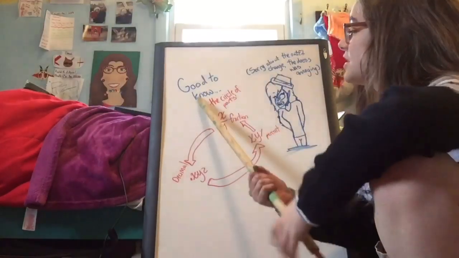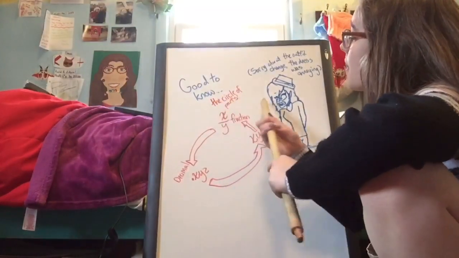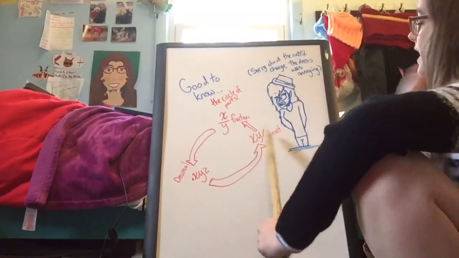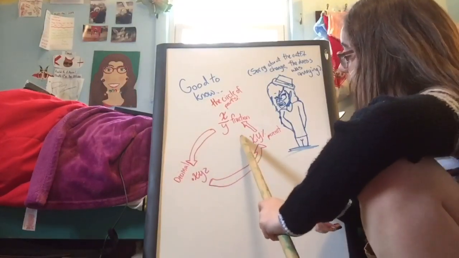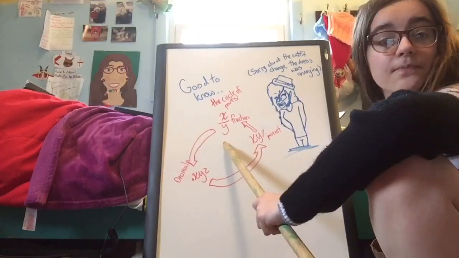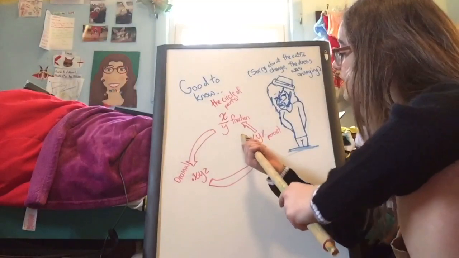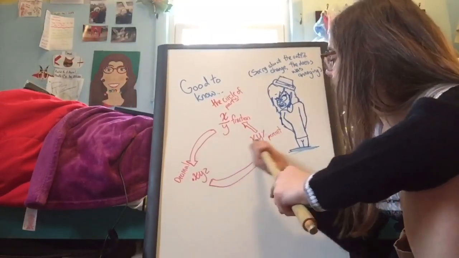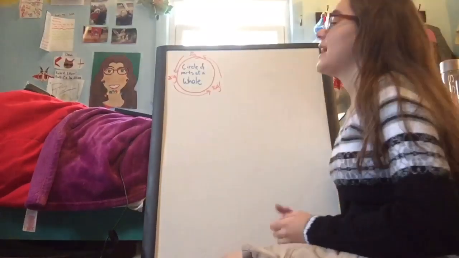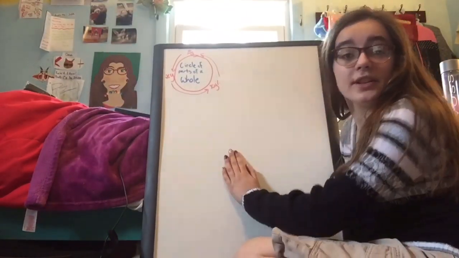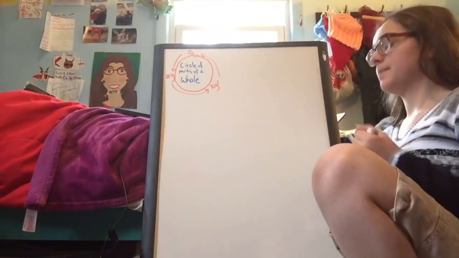Welcome to Good to Know. Something that's really good to know is the circle of parts of a whole. We have a fraction, a decimal, a percent, and then back to a fraction. We're going to talk about the methods of how to navigate your way through the circle and back. Now we have the circle of parts of a whole in our corner, we can practice the methods.